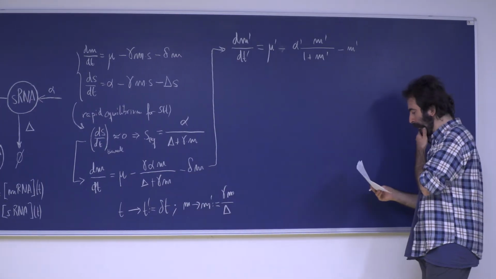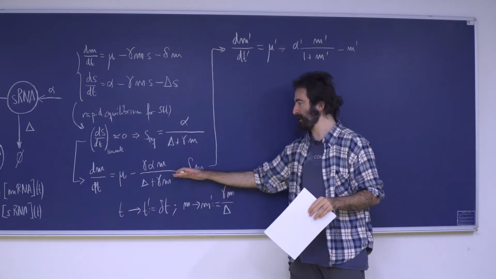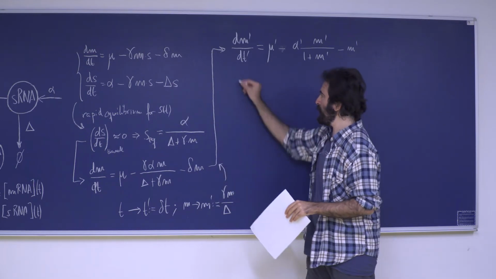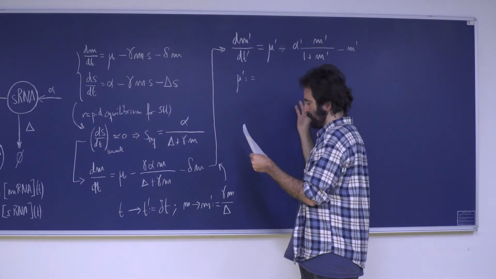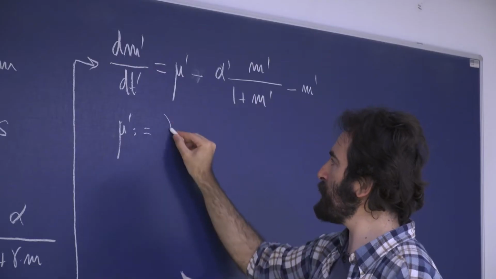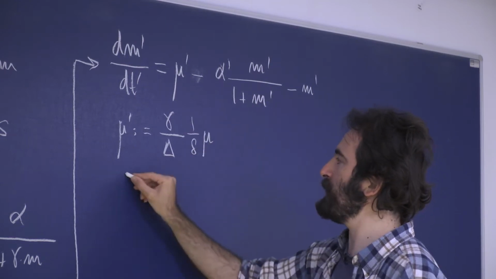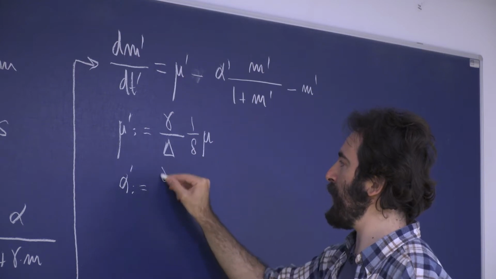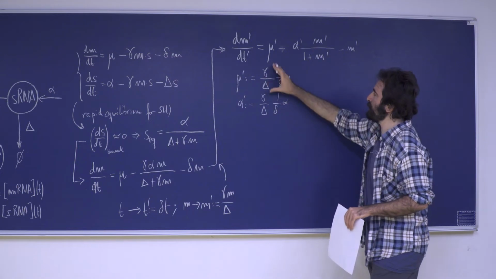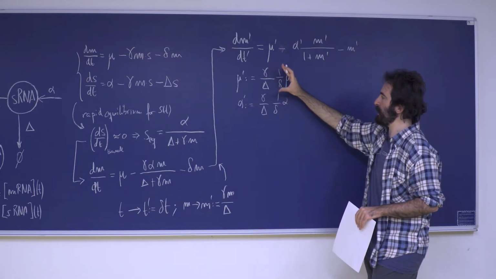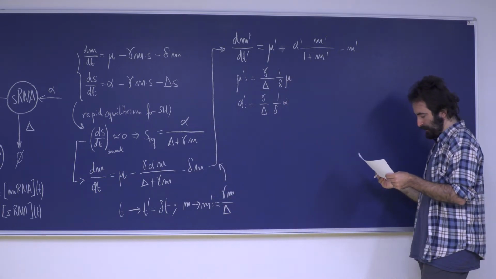Great. Nice. What are these new parameters? Well, these new parameters only emerge from this operation that I explained, and they are defined as follows. Mu prime, notice this is kind of straightforward as well. Mu prime is going to be gamma over delta times 1 over delta mu, and so alpha prime is going to be gamma over delta, 1 over delta alpha. These are the factors that I multiplied the whole equation by. So that makes sense that this now becomes that. Okay, am I saying this correctly? Yes.